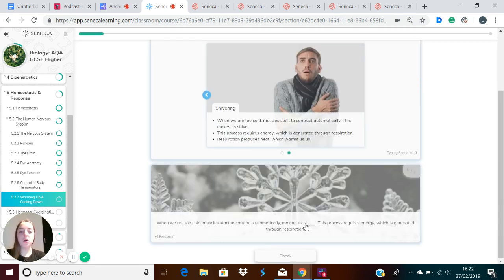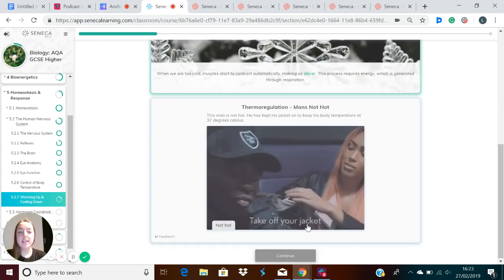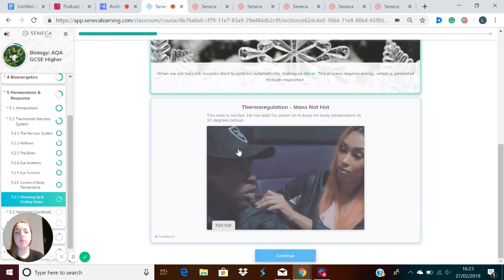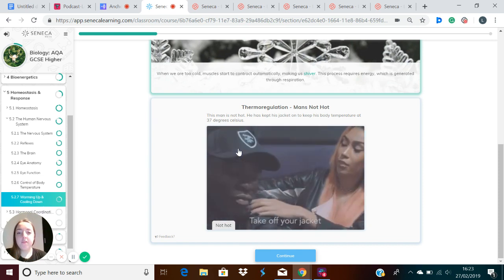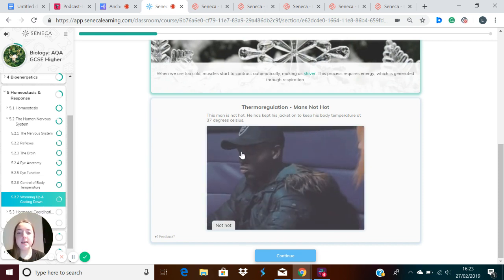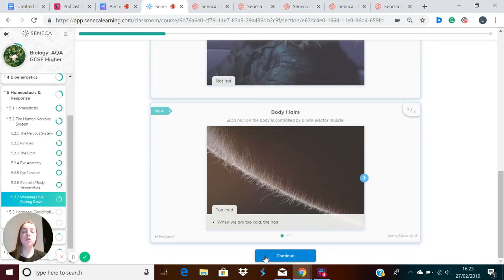So when we are too cold, muscles start to contract automatically, making us shiver. This process requires energy, which is generated through respiration. For example, a man might have a good body temperature, it's 37 degrees C, because it's cold outside, but he's kept a jacket on, which has kept him warm, so he's not too cold.